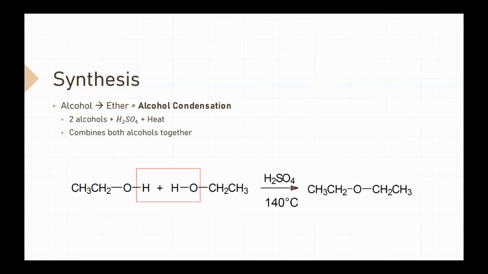Another similar reaction, instead of the Williamson ether synthesis, is the alcohol condensation. You still have these two alcohols, but instead of making one the alkoxide and one the tosylate, you just add H2SO4 and heat.